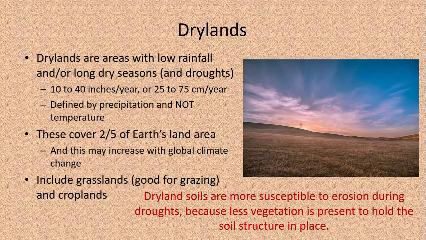And these areas, because they do have periods of drought when the vegetation dies back, are more susceptible to erosion because they don't have a good plant structure holding the soil in place. They're also very susceptible to wildfire, so that's another issue that we won't discuss here, but because they have these long periods of drought, it can cause issues.